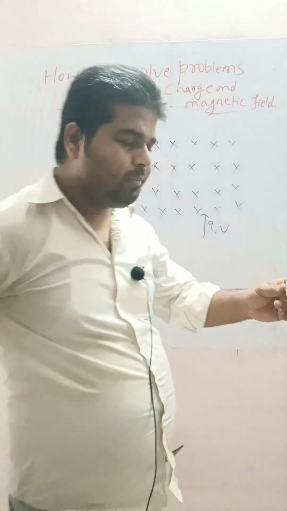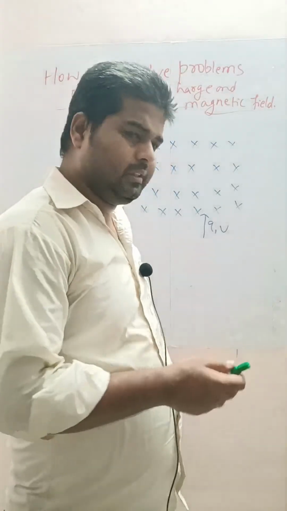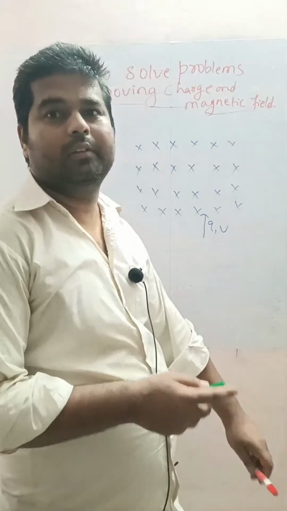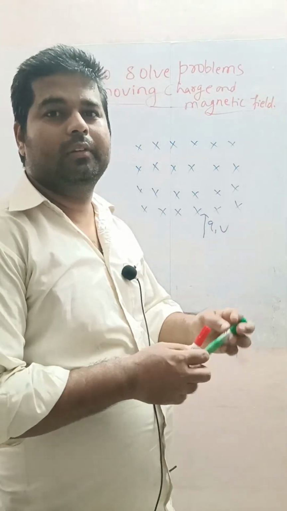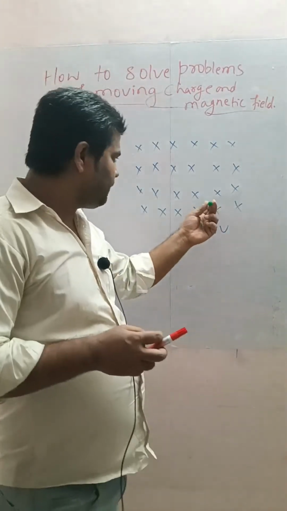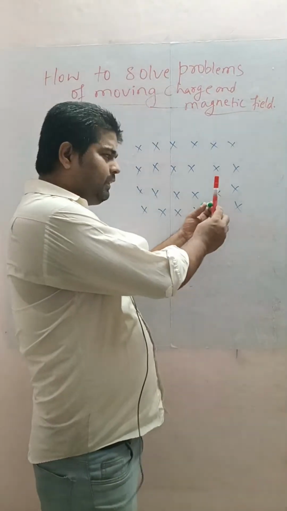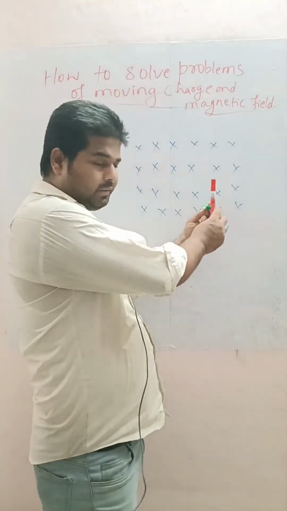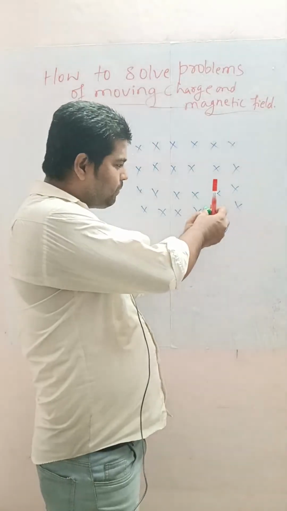See, this is a magnetic field. This is the direction of magnetic field and the charge is entering like this. What will be the angle? The angle will be 90 degrees between them. Means you have to take phi as 90 degrees.